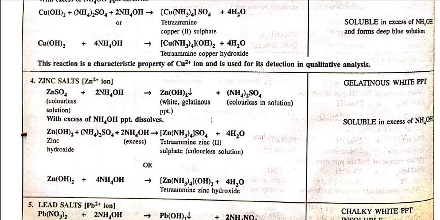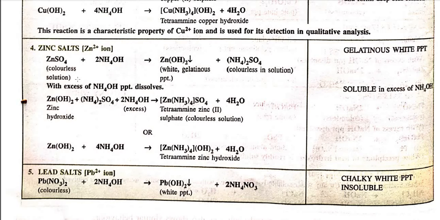Next, with zinc salt. When ammonium hydroxide reacts with a zinc salt, say for example zinc sulfate, it forms a white gelatinous precipitate of zinc hydroxide and ammonium sulfate. This gelatinous white precipitate is soluble in excess of ammonium hydroxide.